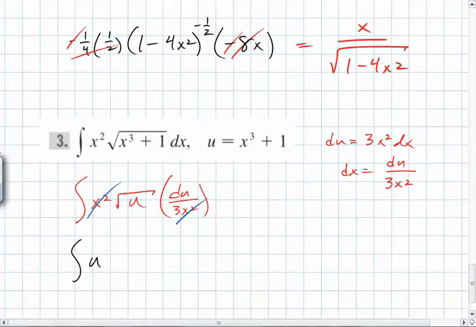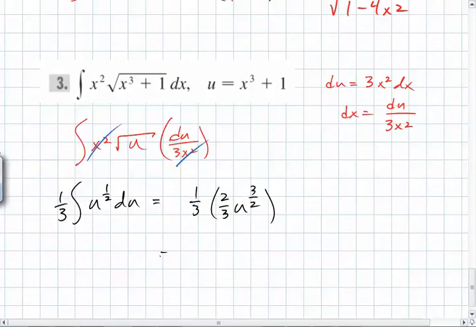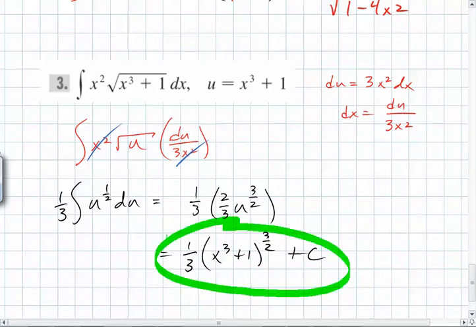The integral of u to the, but what goes on the outside? So what does that integrate to? 1/3 times what? 2/3 u to the 3/2. But what does u equal? So you have 1/3 times 2/3 is going to be 2/6. 1/3 times, what does u equal? x cubed plus 1 to the what power? 3/2 plus C. There is your general antiderivative. There it is right there.